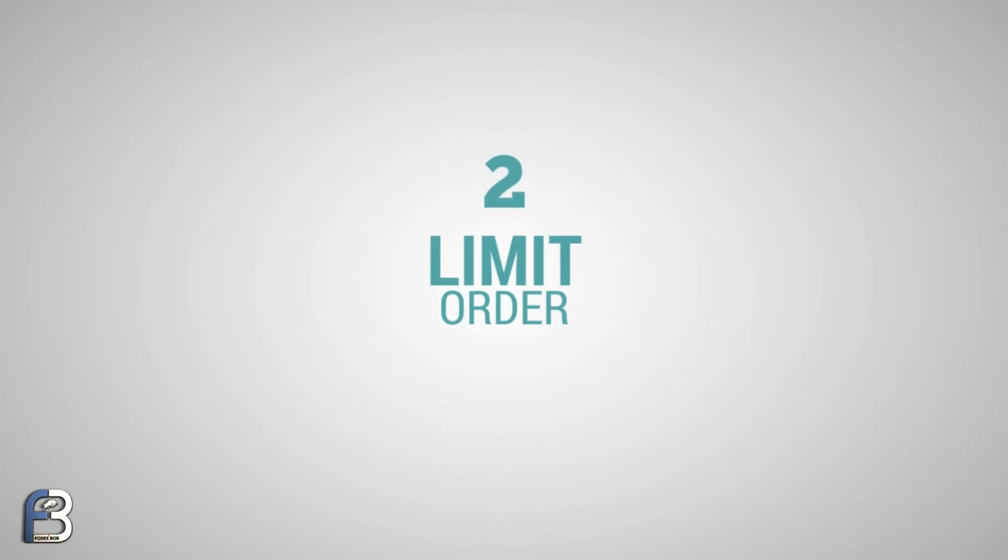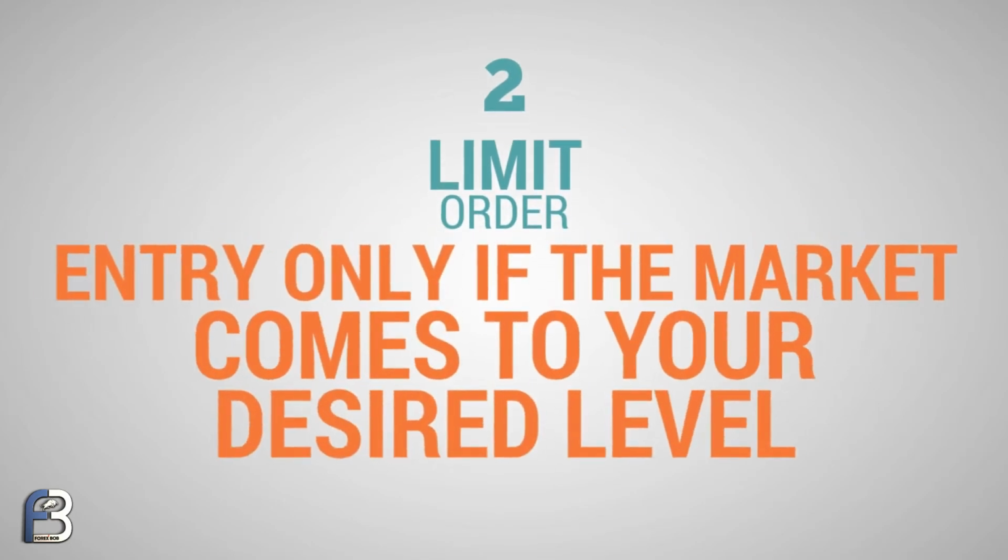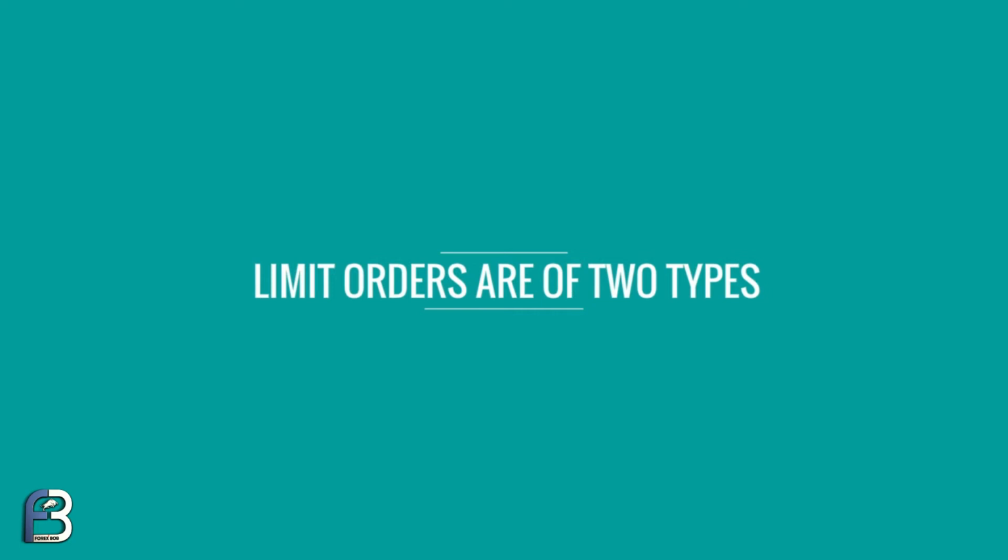Next type of order is the limit order. Entry only if the market comes to your desired level. This means your trade gets executed only when the market comes to a level where you want to put a trade, so this can be done by putting pending limit orders. Before proceeding, we want to tell you that limit orders are of two types: buy limit and sell limit.